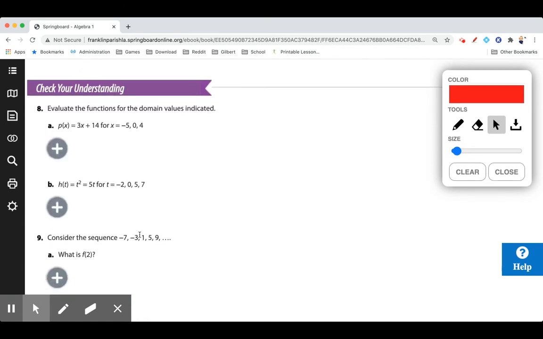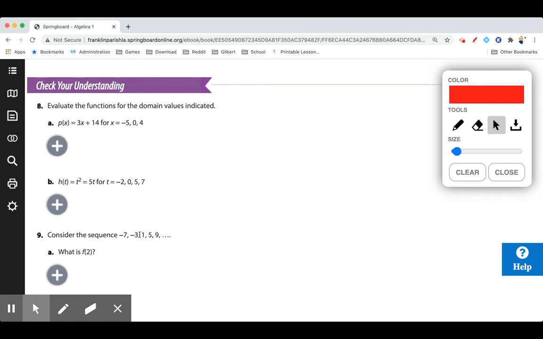Let's look at number 8 and see if we understand. Evaluate the functions for the domain values indicated. Okay, they want us to work this function out. P of x equals 3x plus 14. Remember, P of x is the same as f of x, is g of x, is h. It's just another way to name it. So we want to evaluate it for -5, 0, and 4.